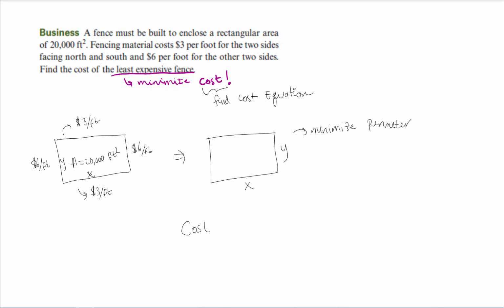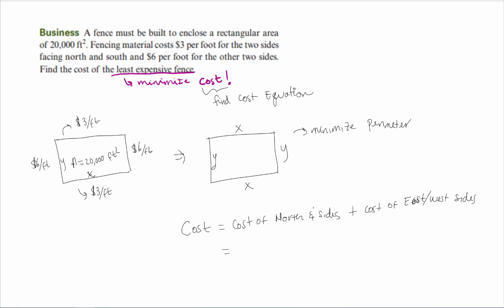So the cost is the cost of the north and south sides, plus the cost of the east and west. We have four sides. The north and south cost $3 per foot each, and these are the x. If this is x, that's also x, so I have two of those. Since that's y, this is also y, and the y sides I have two of those.